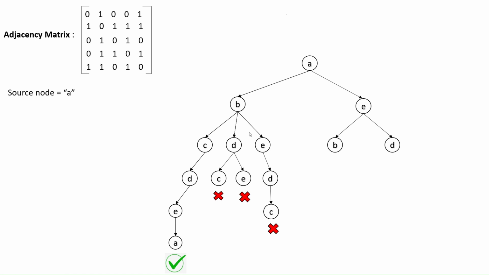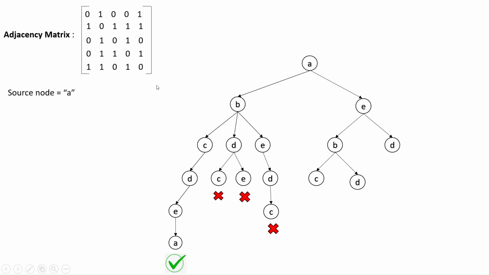Again check what are the adjacent nodes to B. Here the adjacent nodes to B are A, C, D, E. Here A and E are listed. So we consider C and D. So we write C and D. Let us go to C.